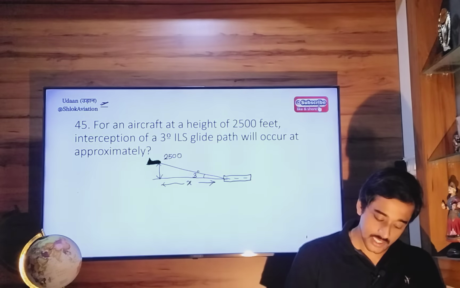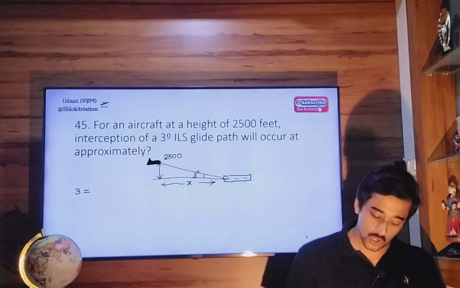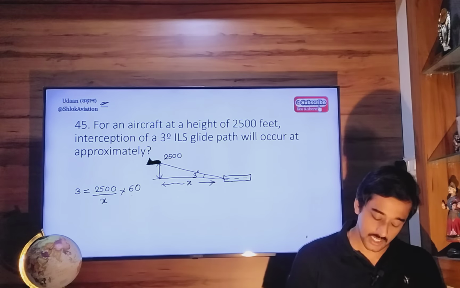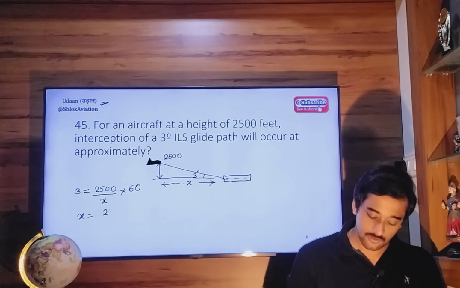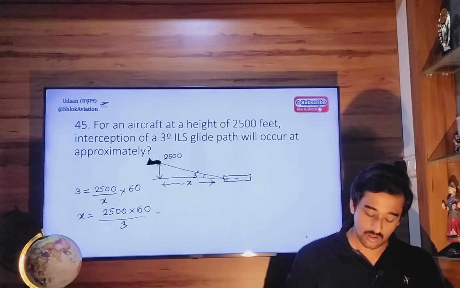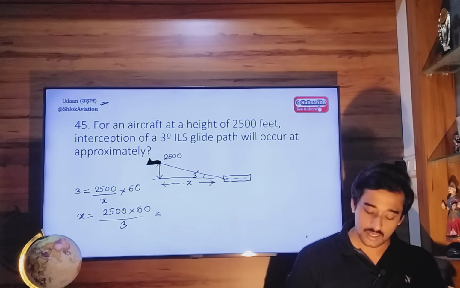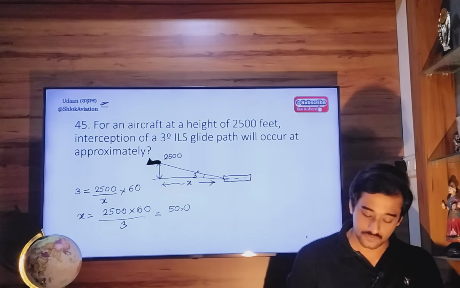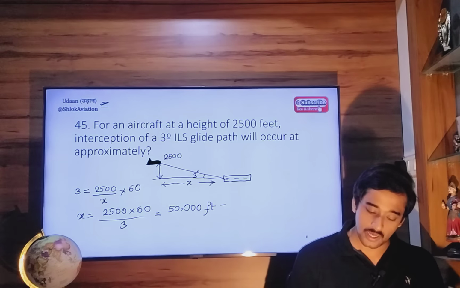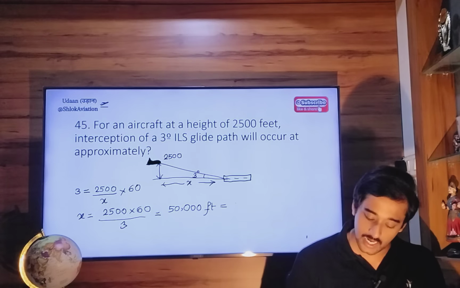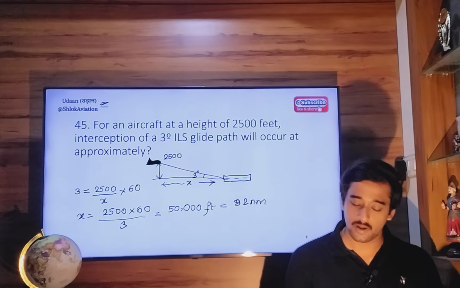So use the 1 in 60 rule formula: angle equals distance off track 2,500 feet divided by distance traveled unknown, multiplied by 60. So 2,500 into 60 divided by 3. So 2,500 into 60 divided by 3 is 50,000 feet. In terms of nautical miles, convert: divide by 6080. So it is 8.2 nautical miles.